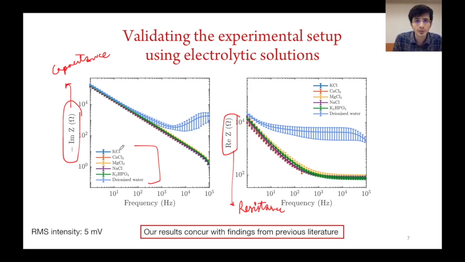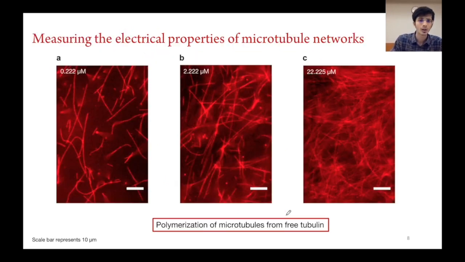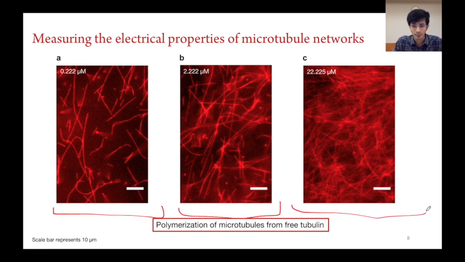So we felt confident of now measuring the electrical properties of microtubules, now that we had established the capacitance and resistance of these solutions, and they were mirroring that of those found in previous literature. So we went ahead, we polymerized microtubules from tubulin. We polymerized microtubules at 3 different concentrations. So it was 0.22 micromolar, 2.2 micromolar, and 22 micromolar.